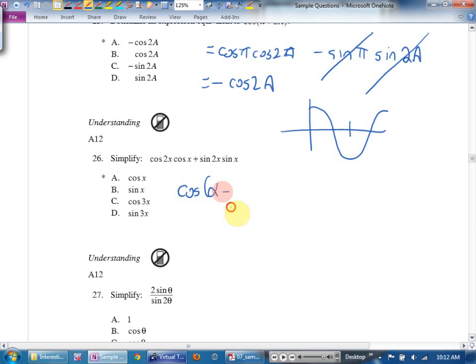Simplifying identities. Here's a more challenging identity.